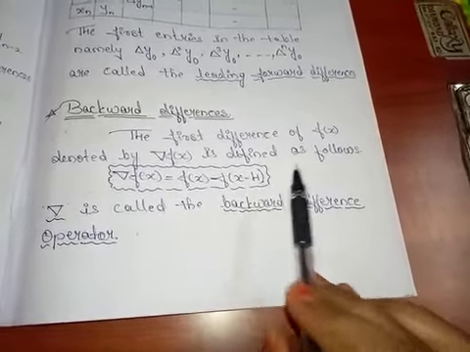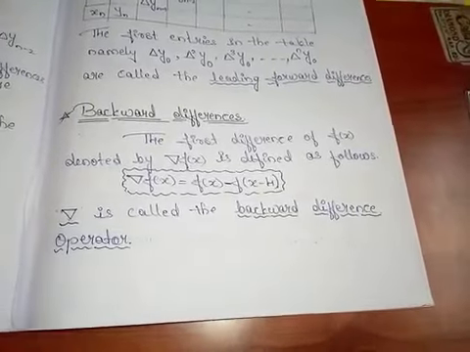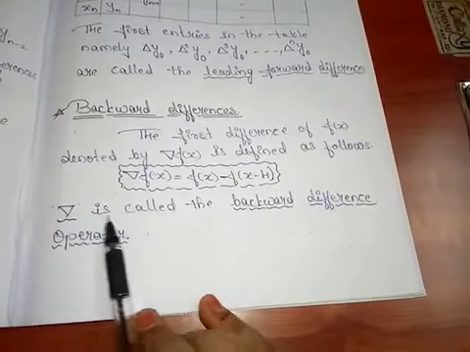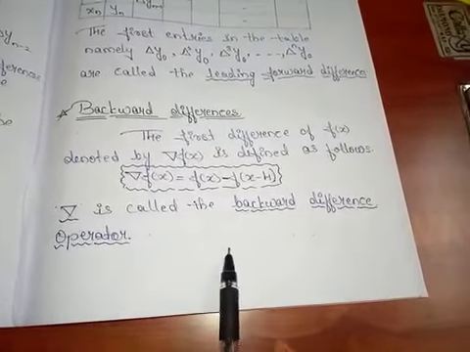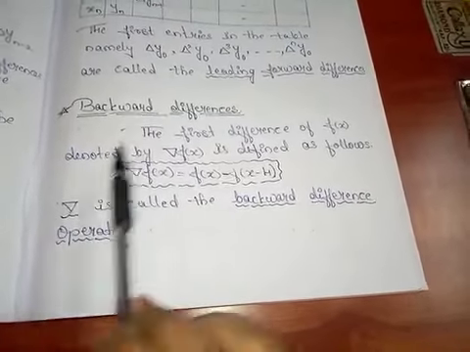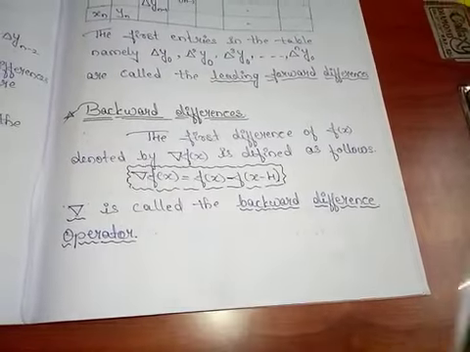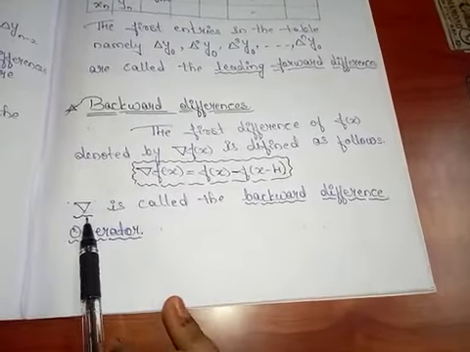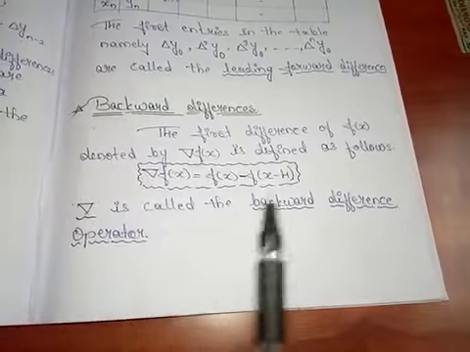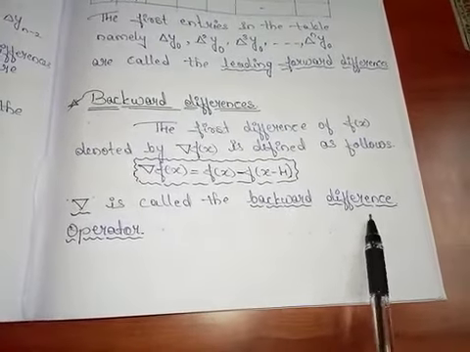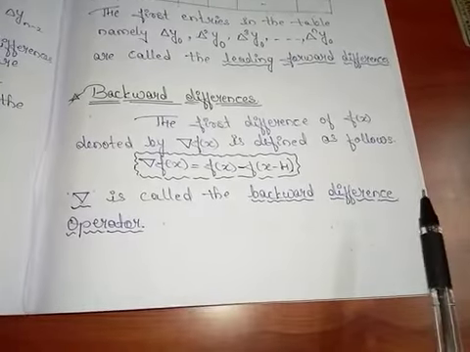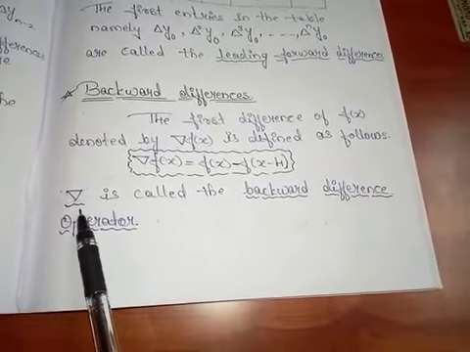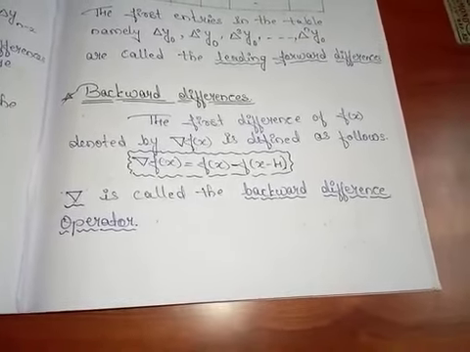You have to remember this difference. Here del is called the backward difference operator. In forward difference, delta denotes what? The forward difference operator, and here del denotes the backward difference operator. Delta denotes forward difference operator and del denotes backward difference operator.